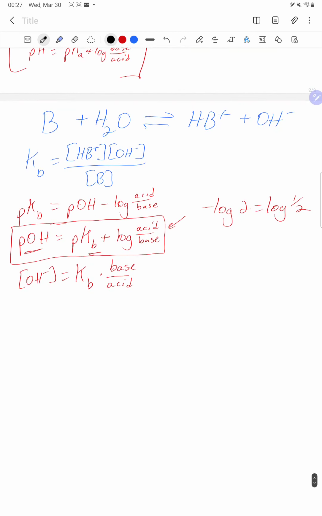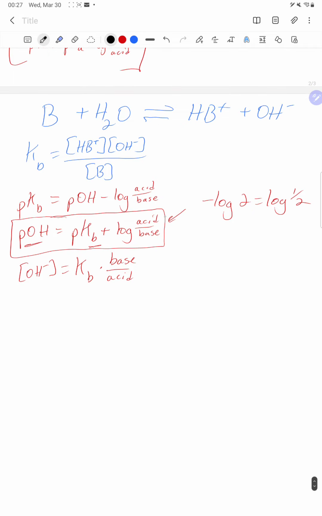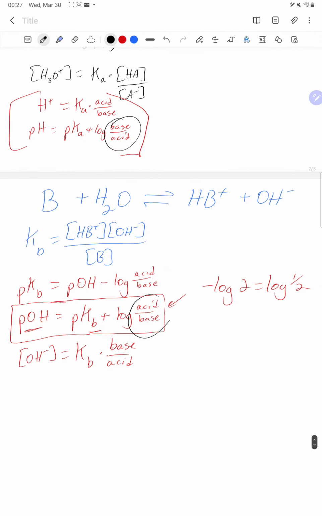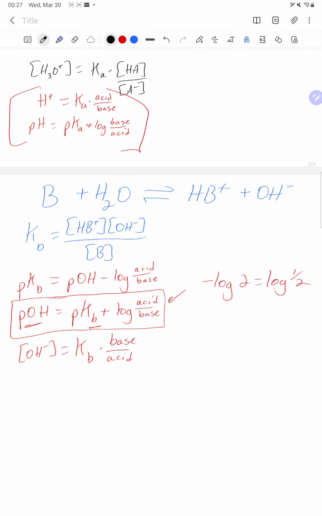We do the same thing with bases, and we end up with the same situation, just everything gets flipped. H's become OH's, Ka's become Kb's. The base over acid here becomes the acid over base here. And for the other expression, acid over base becomes base over acid. So those end up getting flipped.